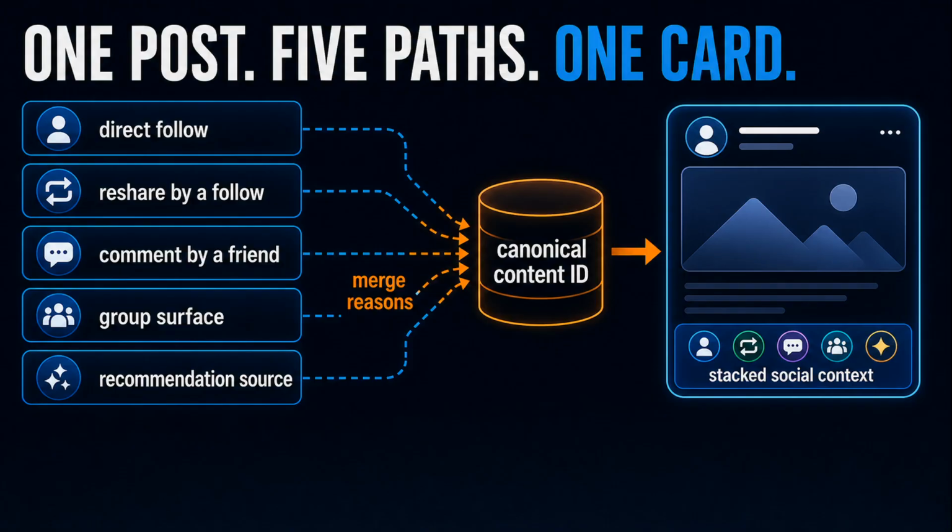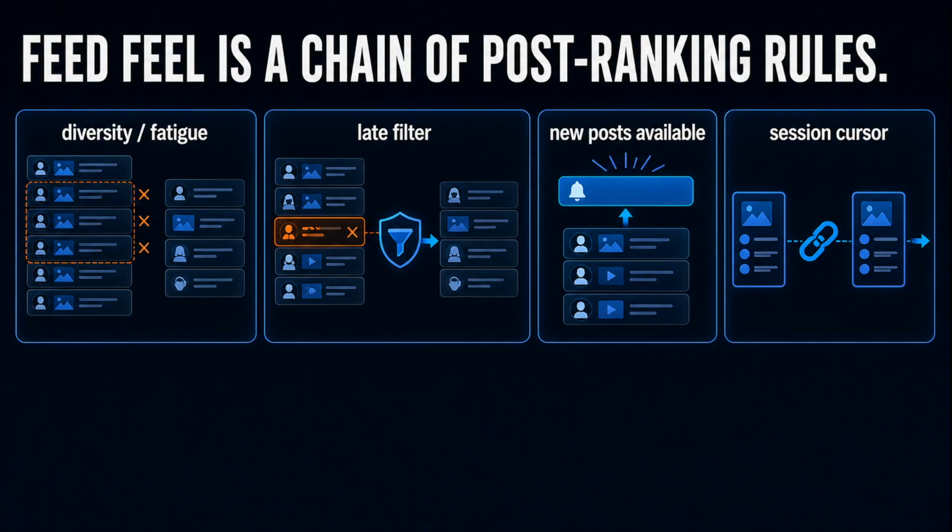Right. The system needs a canonical content ID and a way to merge reasons. The displayed item is 1 card with stacked context. Iva and 2 others commented. Diversity is related but different. If the top 20 scores all belong to one author or one content type, a pure score sort feels repetitive. Many feeds apply diversity, fatigue, and negative feedback rules after initial scoring.